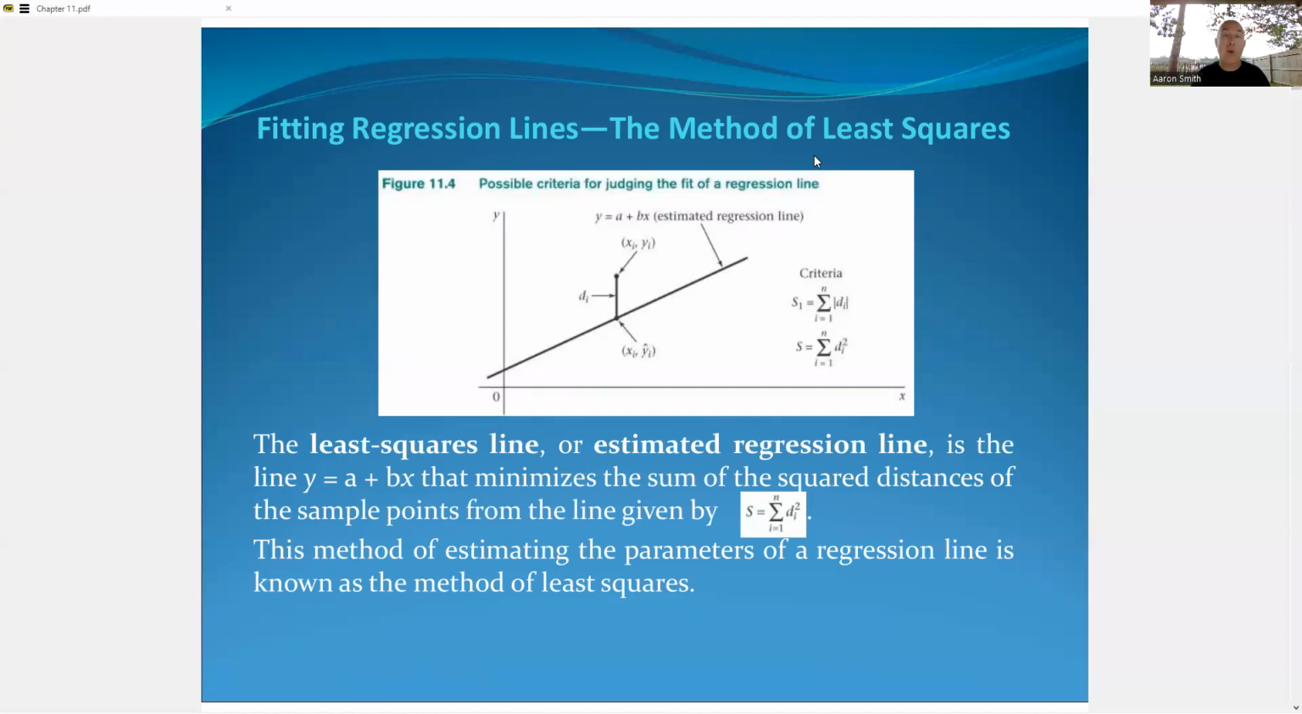What we're going to do is find the one unique line that minimizes the squared vertical difference between our dot and our line. When I say squared difference, it's take the vertical difference, square it, add them all up. We want to minimize that sum of squared differences. This is how we're representing it. This d sub i is the vertical difference, going straight up, straight down, the vertical distance between our dot and our line. Square it, add them all up. We want that to be as small as possible when we define our line.